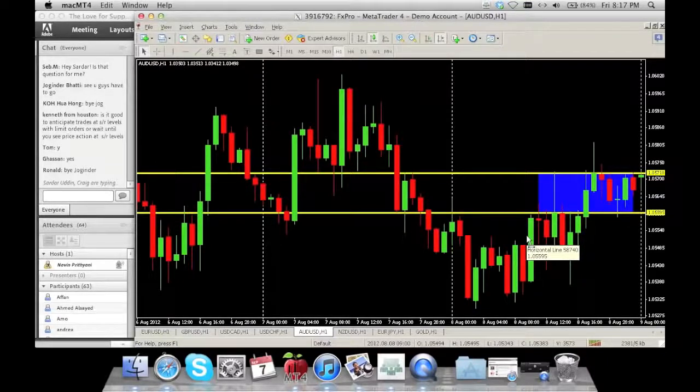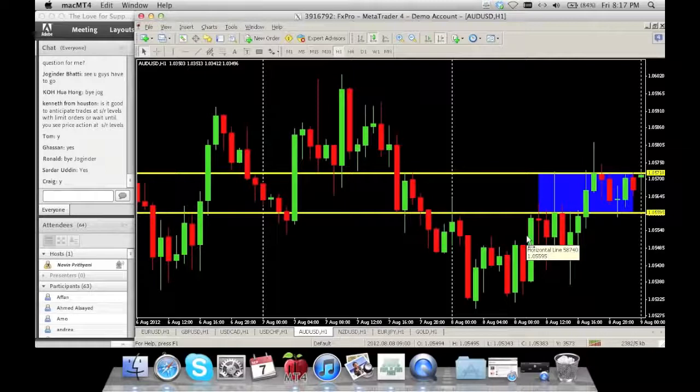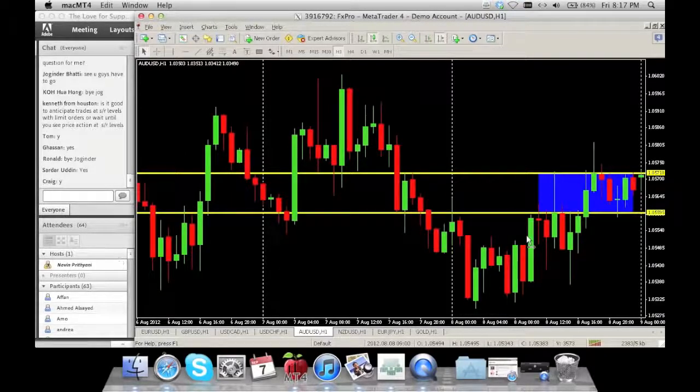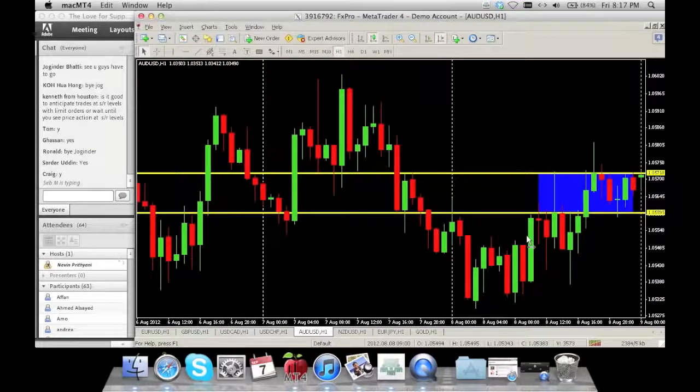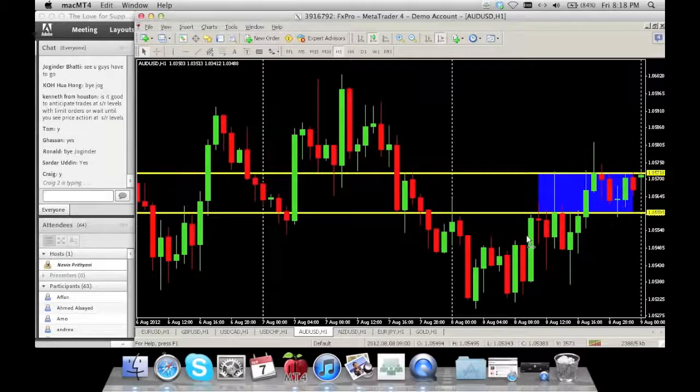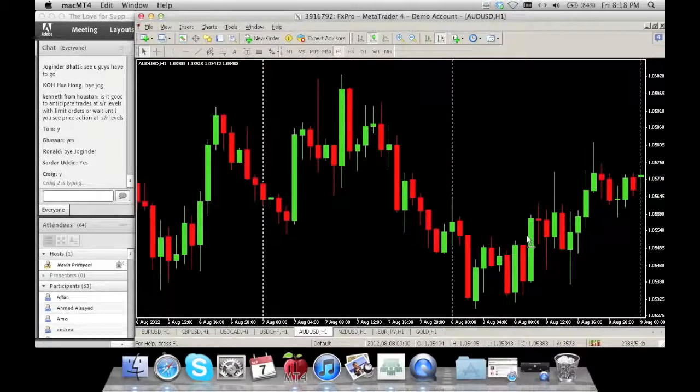Kenneth from Houston asks: is it good to anticipate trades at support resistance levels with limit orders, or wait until you see price action at those levels? It's better to use your support resistance levels as ideas of where the market wants to head. You should not use this for entry specifically. That is a little bit more advanced. If you're going to do it with your entries or your exits, you need to do it with correlation. That's a whole different chapter. Right now all I'm teaching you guys is how to plot these properly and what they mean.